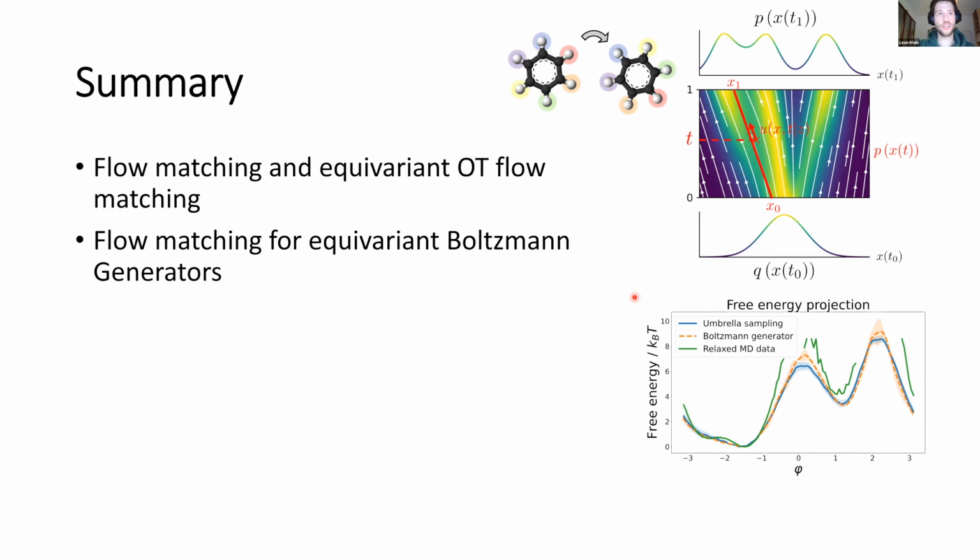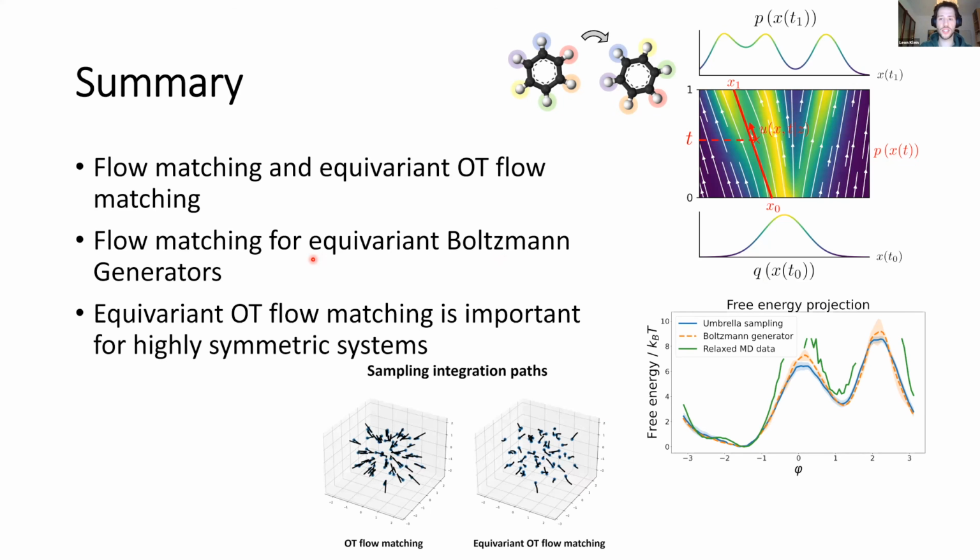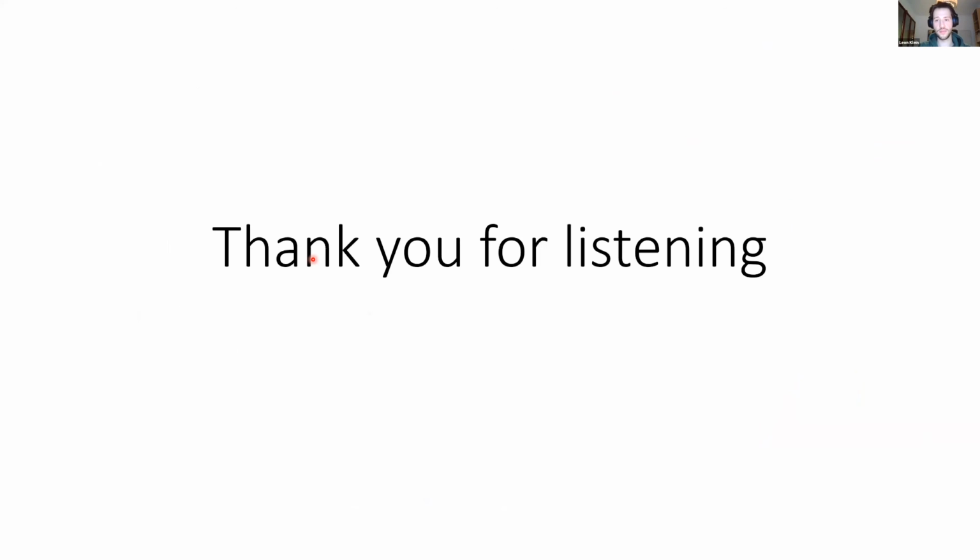And then we've seen that when scaling to a larger, maybe more symmetric system like this large Lennard-Jones cluster, our Equivariant OT flow matching objective is crucial in order to get straight or close to straight integration paths, which allows us to sample significantly faster. And that's it. Thanks a lot for listening, and I'm very happy to answer more questions.